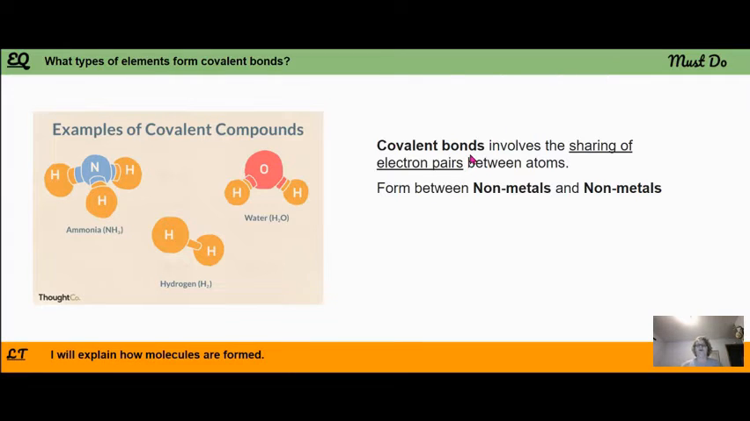And those covalent bonds involve the sharing of electron pairs between atoms. Okay? Those bonds form between nonmetals and nonmetals. So if you're looking at a molecule which is bonded with a covalent bond, you're always going to be dealing with nonmetals. Hydrogen, nitrogen, oxygen, bromine, anything on the right hand side of the periodic table, in that non-metal section.